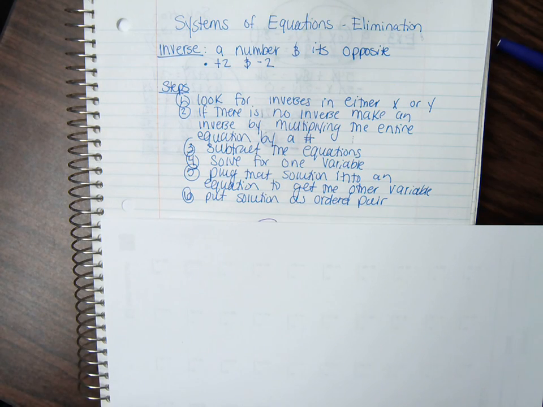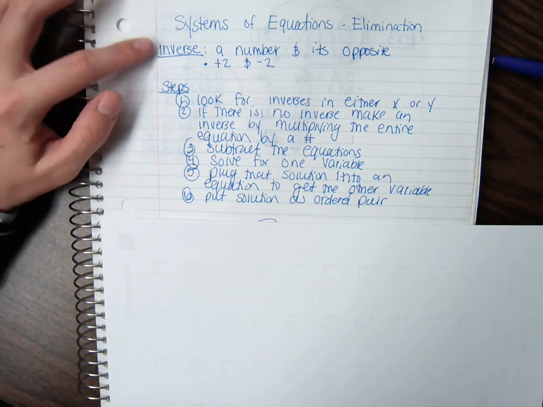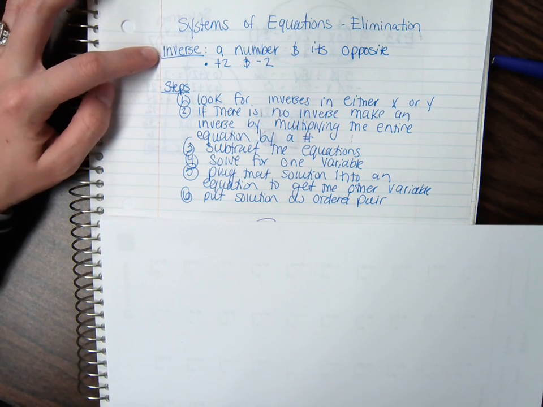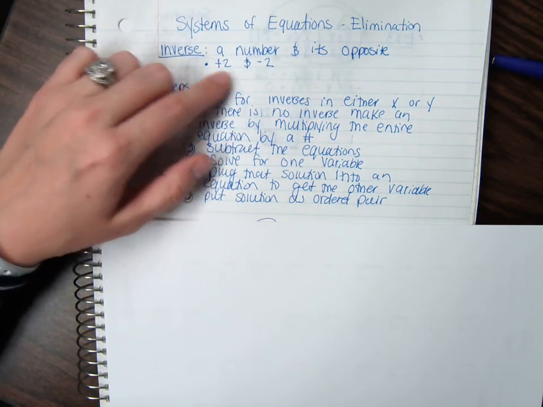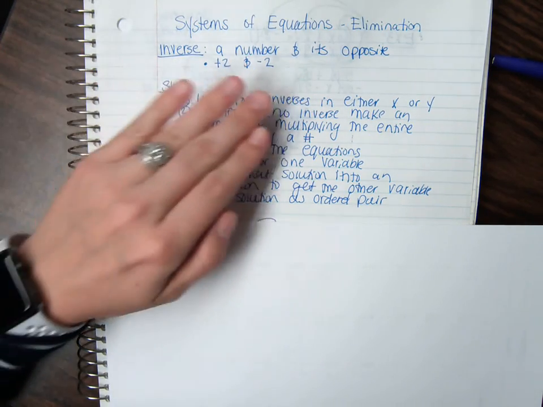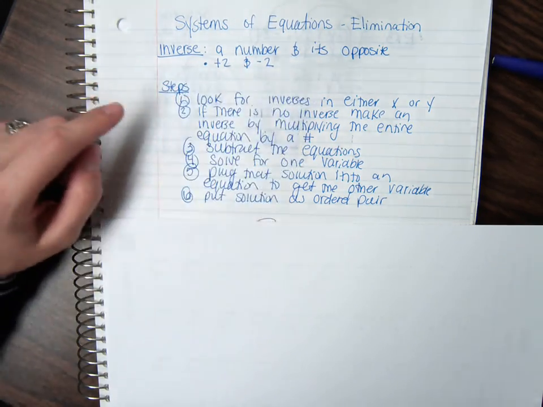Alright, we're going to go over systems of equations by elimination. The first thing that we need to know is what an inverse is. An inverse is a number and its opposite. So positive 2 and negative 2 are inverses because it's the same number and one's positive and one's negative.